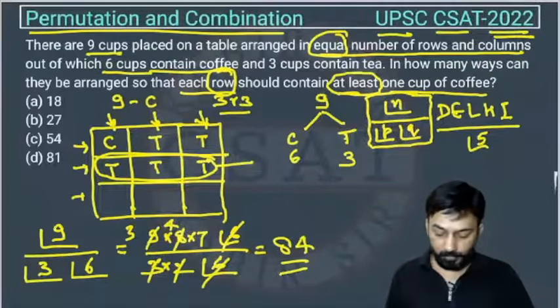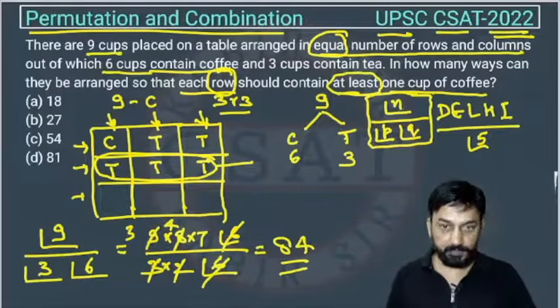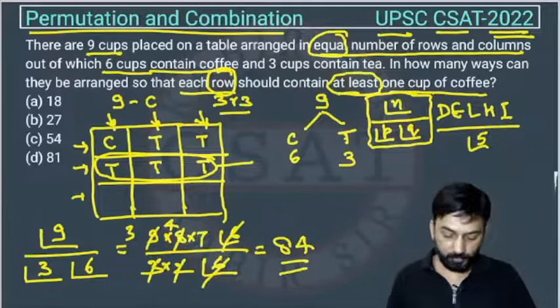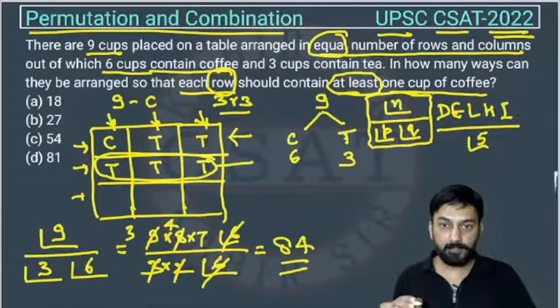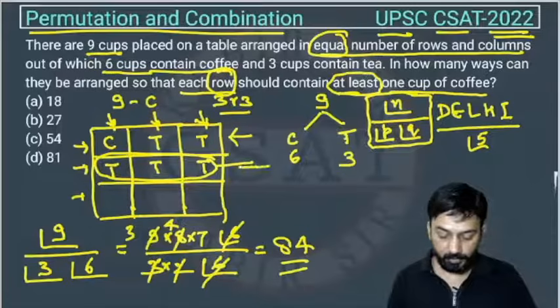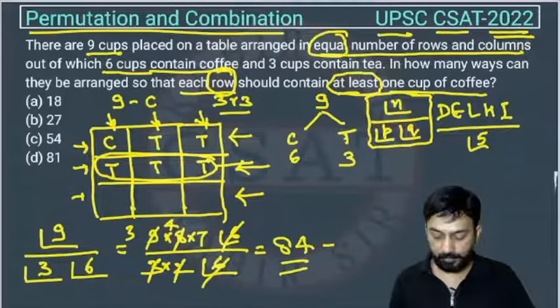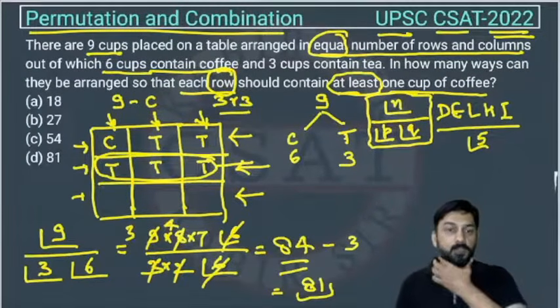Now, out of these 84, we have also considered the cases where all the teacups come together, right? So in how many cases will all the tea come in one row? There are only three possibilities. All three teacups can come in the first row. There is another possibility that all teacups come in the second row, and another that all teacups come in the third row, right? There is no other possibility, so there are only three ways. So we will deduct this 3 from this 84, so we get the remaining, so that at least 1 cup of coffee comes in each row, right?